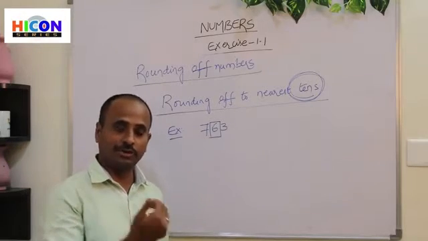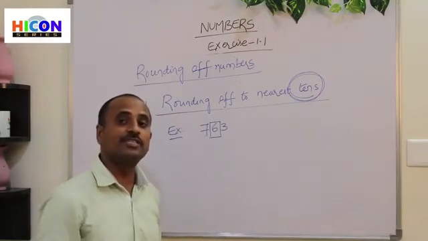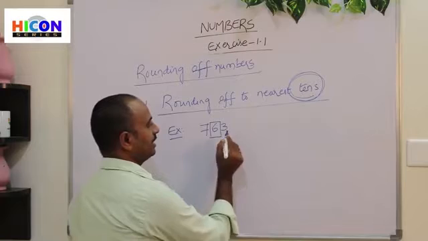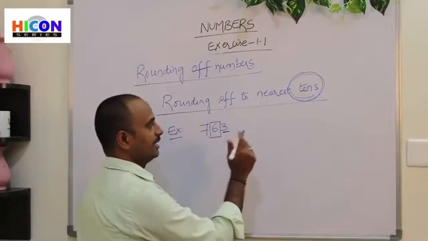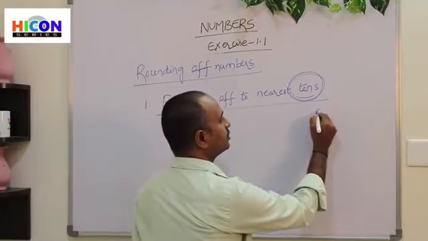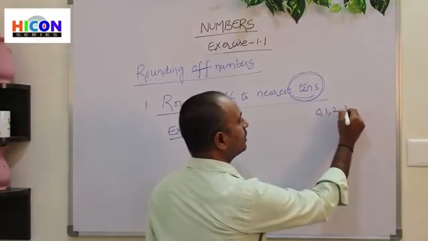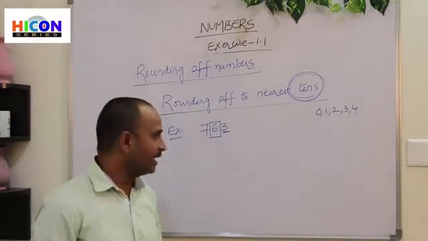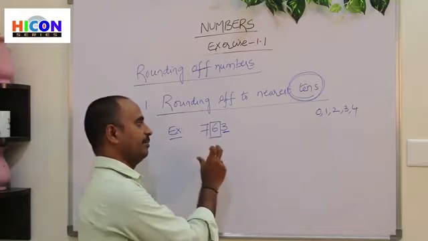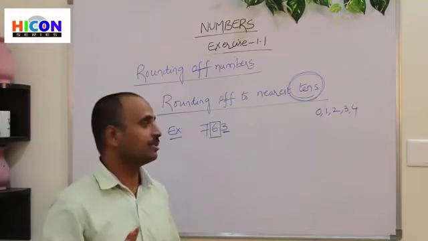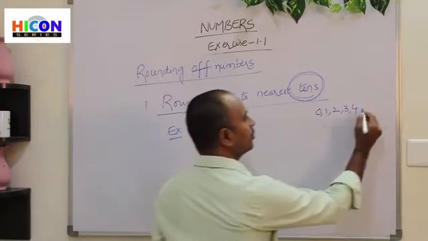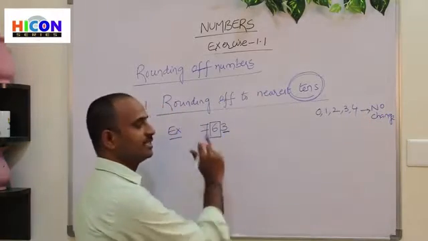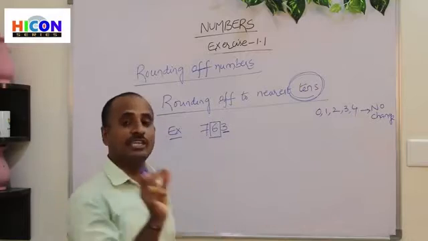Next, check the next digit which is present on the right side of it. Here the next digit is 3. If the next digit is less than 5, that means 0, 1, 2, 3 or 4, then we have to round off the given number by keeping the same tens. That means the tens should not be changed. So if the next digit is less than 5, we should not change the tens.